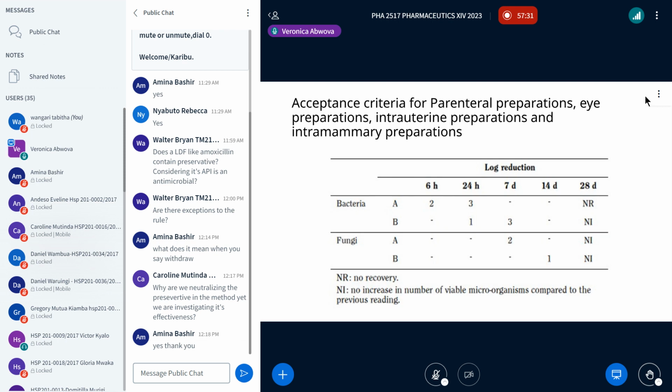And with that, as you're doing it consecutively at 6 hours, 24 hours, 7 days, 14 days, you will be able to see this reduction until at some point, at 7 days, if you observe no growth, you can comfortably say that within that product, all the microorganisms were killed. Does that answer your question?